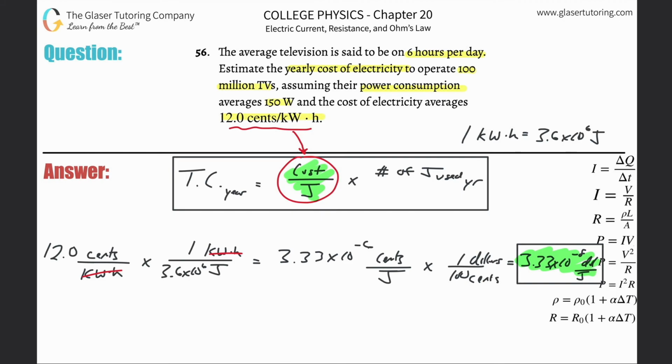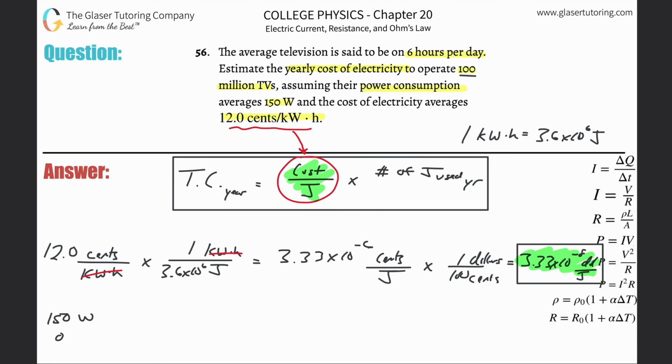Now my job is to find the total number of joules used over the entire year for all the televisions that are operating. Maybe we should look at a TV individually and see how much energy is consumed by a single TV. Then we know we have 100 million of them, so if I find the energy for one of them, I just multiply it by 100 million. So let's do that. We know the TV averages a power consumption of 150 watts, and we know it's operating 6 hours per day.